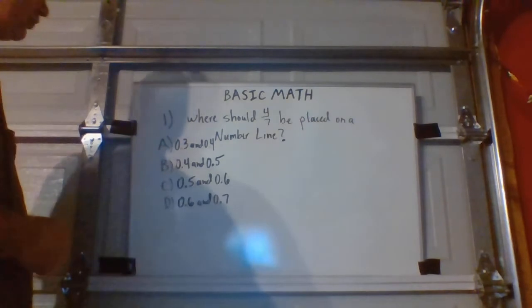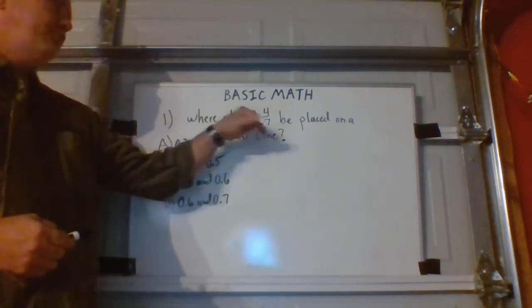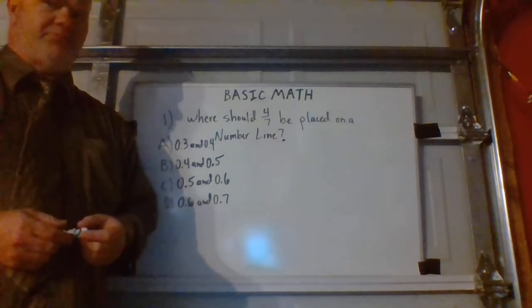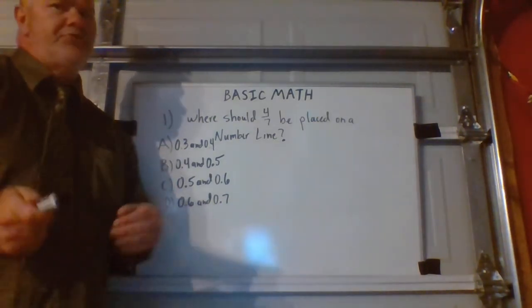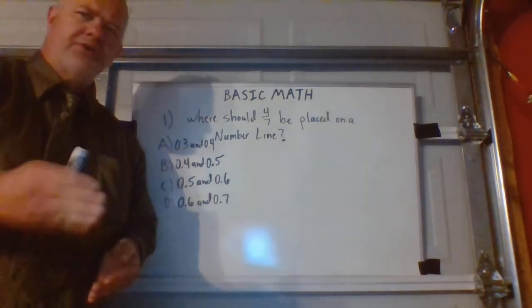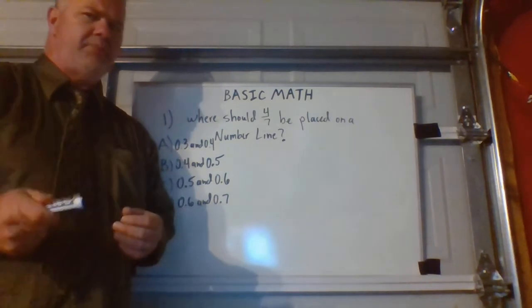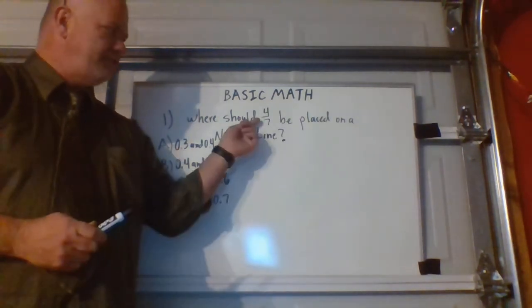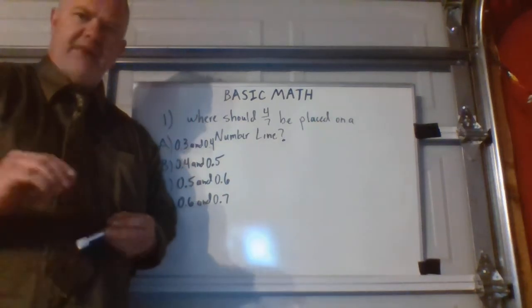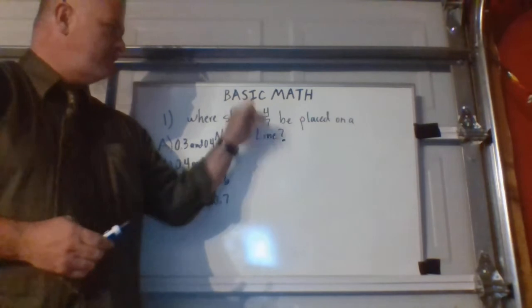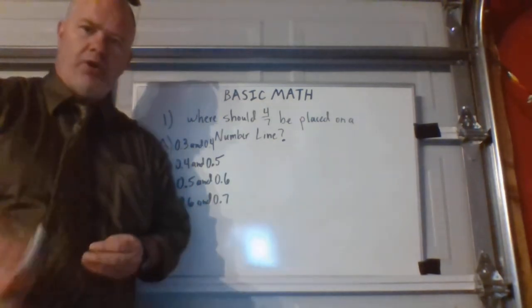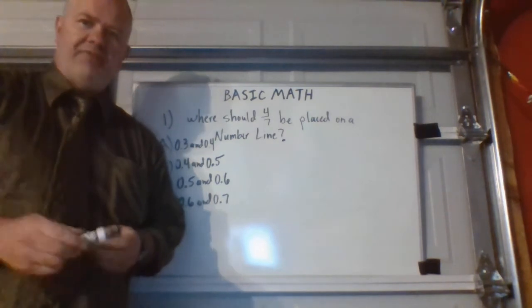Okay, question number 1 says, where should 4/7 be placed on a number line? So this is kind of a two-step situation here. The first thing that I'm going to show you is, whenever you have a fraction, we can convert that into a decimal. The first thing to keep in mind is, whenever you see a fraction, this is a division problem. By definition, it's a division problem. 4/7 or 4 out of 7 is saying 4 divided by 7.